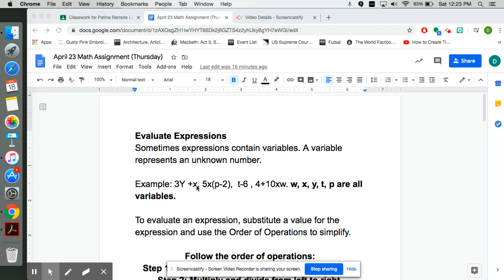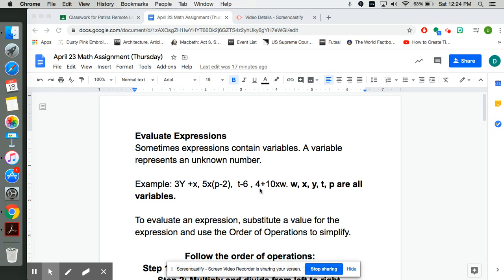All right, so sometimes expressions contain variables. A variable represents an unknown number. A variable is just kind of like a placeholder. It stands in the place of a number to let us know that a number is going to come and substitute for that letter. So w, x, y, t, and p in these expressions, 3y + x, 5x × p − 2, t − 6, 4 + 10x × w, they're all variables.